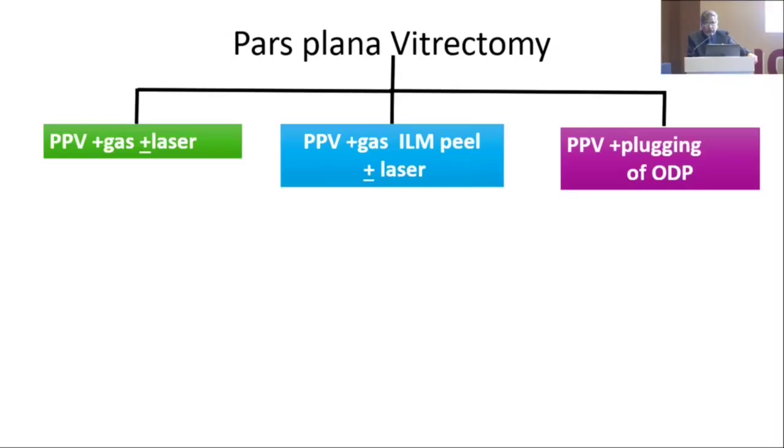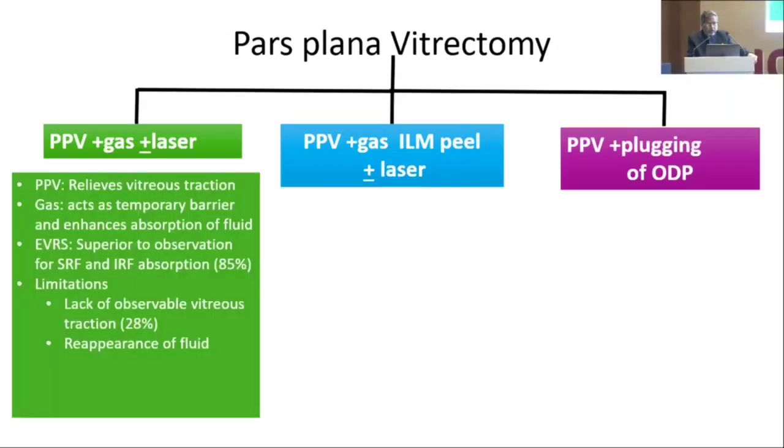And now these days, because people are thinking the source is the CSF in some cases, there is plugging of the optic disc pit. So these are the things: PPV will release the vitreous traction, and gas acts as a temporary barrier. Let me tell you, in one of the European studies, gas had a better prognosis. This I have learned in the last 5 years. Otherwise, there is no need to put gas, only the PPV, because gas causes a tamponading effect and absorption of fluids.